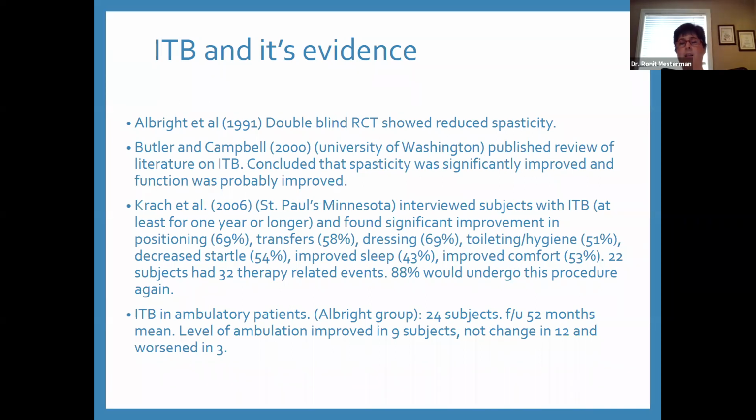And I'm saying it with a bit of hesitancy because, again, we should not downplay also the small gains. And so in this paper from Krach et al. in Minnesota, again, it was interview and feedback of the subjects that were very happy with the improved positioning, transfers, ability to be dressed, and hygiene. So these are all functional gains.